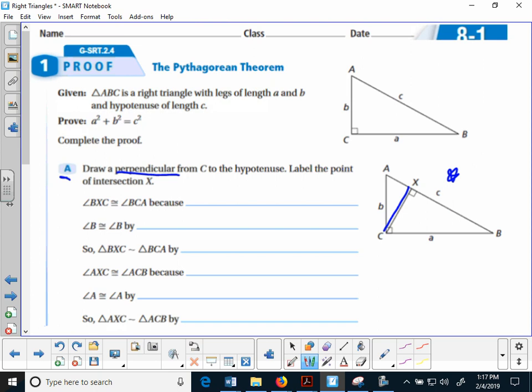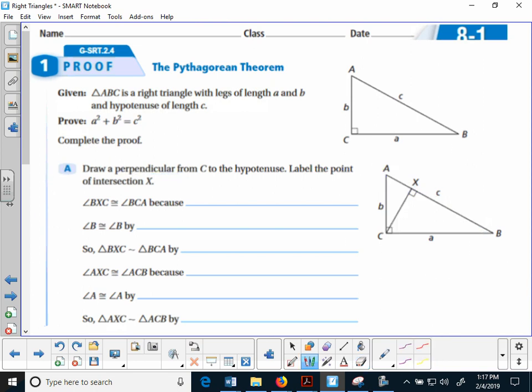Height. Awesome. All right, now by doing this, we've created three similar triangles. We have a small, we have a medium, and then we have our original, the large. Small, medium, and large. All right, erase.